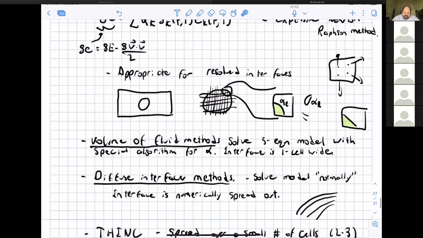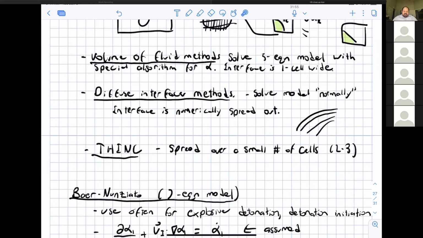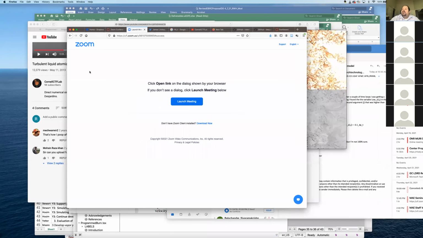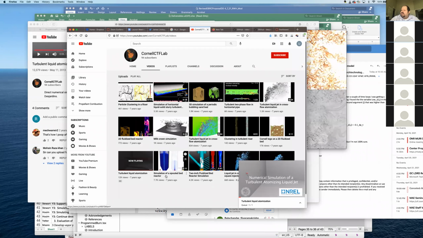Okay. Now, there are multiple ways of solving these equations. One is the volume of fluid method, where you use a really complex geometric reconstruction algorithm of the interface to keep the interface very sharp, and these are traditionally used in spray atomization. So I'll show a movie of that. Let's see, what's the one I want?